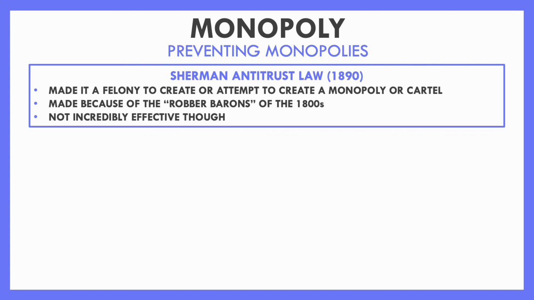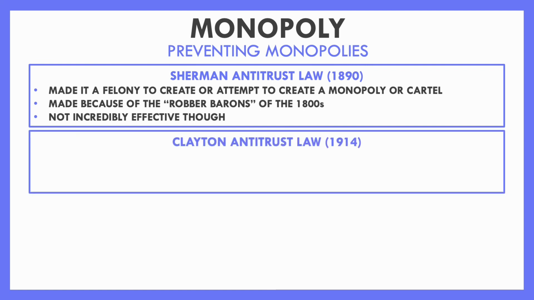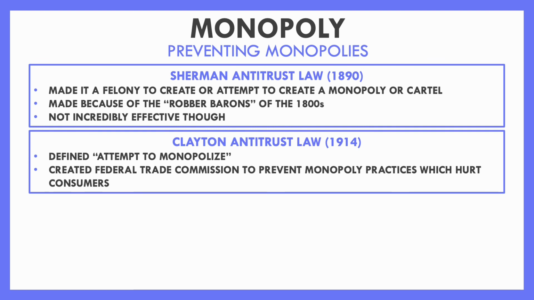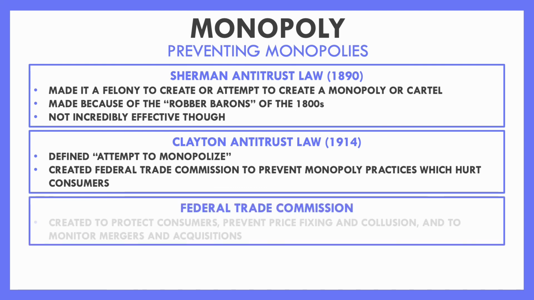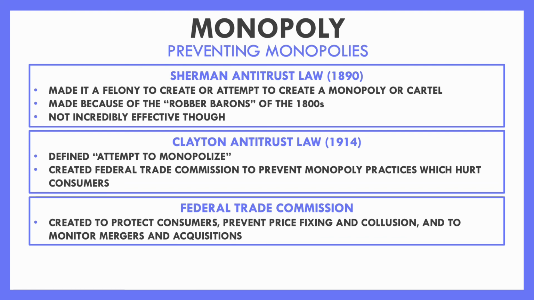But the problem with Sherman Antitrust was that it was not very effective, mainly because it wasn't really enforced or that enforceable. And so later we saw the Clayton Antitrust law come along about 24 years later, where they tried to define what it meant to monopolize and restrict some of that more. They also created the FTC, the Federal Trade Commission, to oversee monopoly power abuse and things like that. The FTC still exists to this day. They work to protect consumers, to prevent price fixing, prevent collusion, and prevent mergers that might create a monopoly or produce too much market concentration.